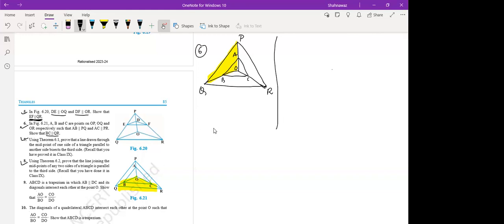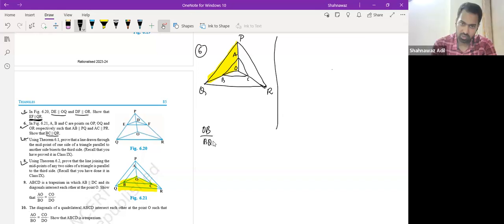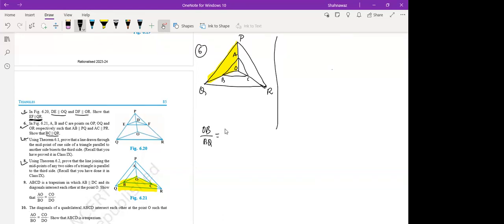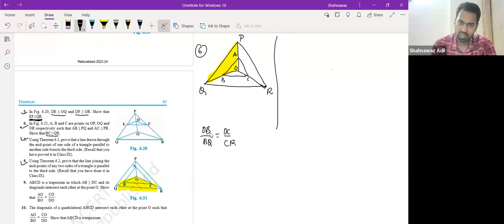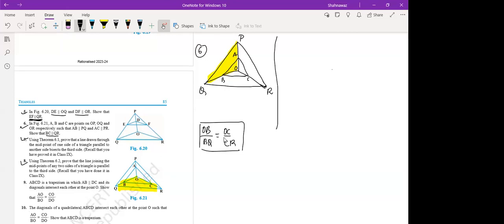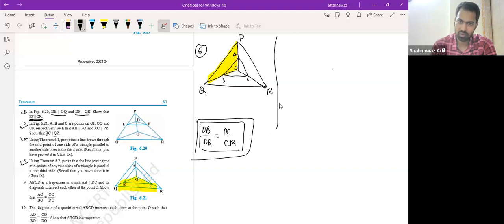So what ratio? OB by BQ would be equal to OC by CR. So this I need to prove. If I have reached this point, then BC would be parallel to QR. This is the end result, right? Okay, so now let us shift our focus to this triangle.